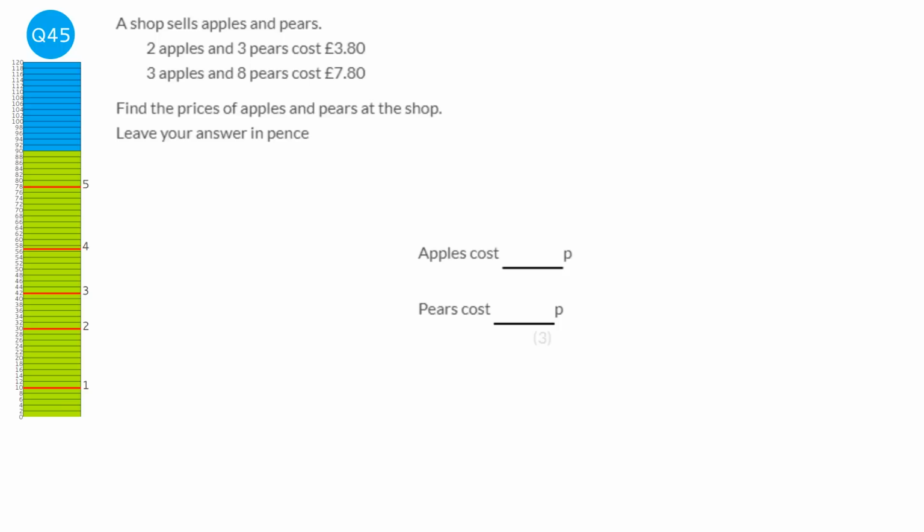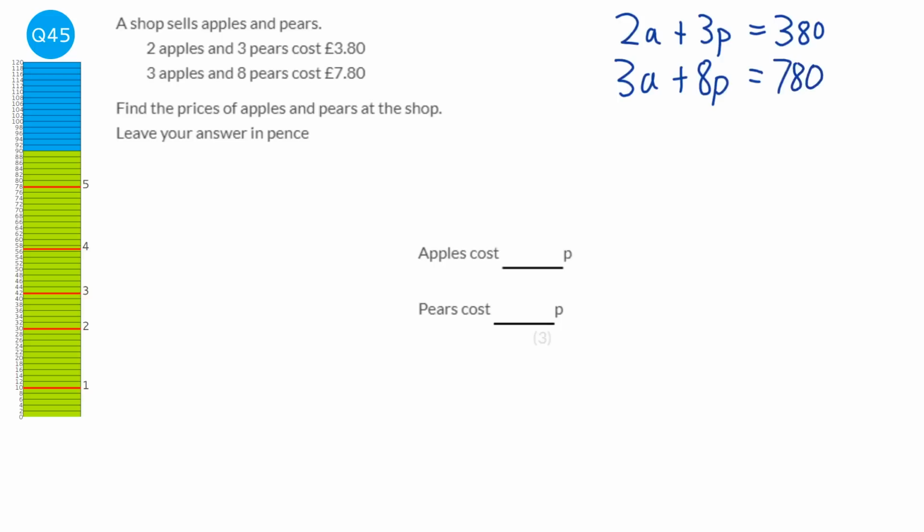So this question is a simultaneous equations question, and so we're going to have to write down some equations. So it says 2 apples and 3 pears cost £3.80. So 2 apples, I'm going to call it A for the price of an apple, plus 3 pears, so 3p, cost £3.80. Now I'm going to do this as 380 just because it's easier to work with integers rather than decimals. And it says 3 apples, so 3a, plus 8 pears costs £7.80, or 780 pence.